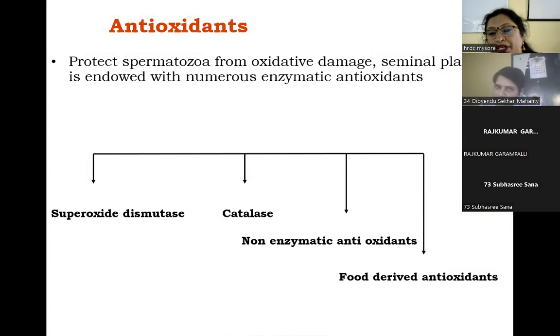So when we compare the seminal plasma with the blood plasma, the seminal plasma has more antioxidants than the blood plasma. Here it has, in vivo, superoxide dismutase, an enzyme which will kill the superoxide ions. Catalase is another antioxidant enzyme, and non-enzymatic antioxidants are also there. Those are food derived: vitamin C, vitamin A, vitamin E. These are all antioxidants. I told you, food derived means vegetables or fruits or berries. They are rich in all these antioxidants.